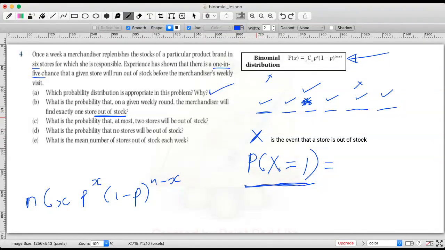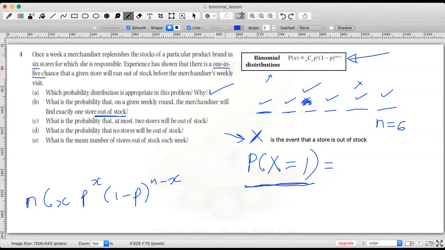So how many stores do we have? Well, we have 6 stores. So your N is 6. Now, the P in this equation is the probability that a store does not have stock. In our case, our X is the event that a store does not have stock. And if you read the question, it tells you what that value is.